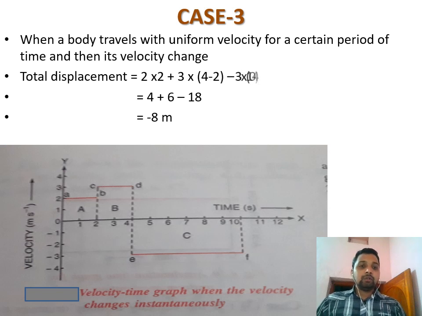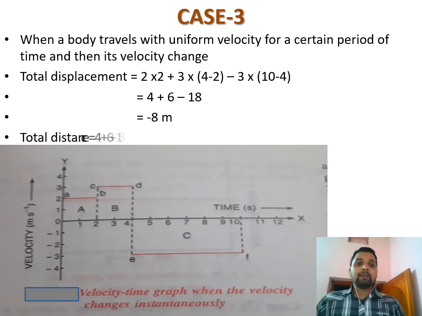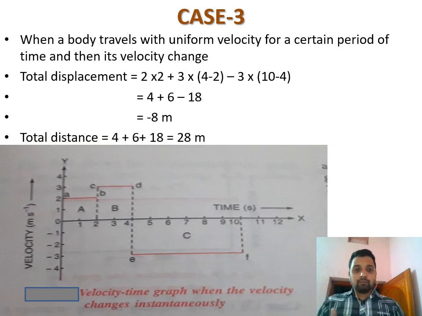For A, 2 into 2, which is a square. For B, 4 minus 2 into 3. And for C, it is 10 minus 4 into minus 3. That means you get total displacement 4 plus 6 minus 18, which is minus 8 meter. But total distance, because distance never becomes negative, is 4 plus 6 plus 18, which is 4 plus 6, 10, 10 plus 18, 28 meter.